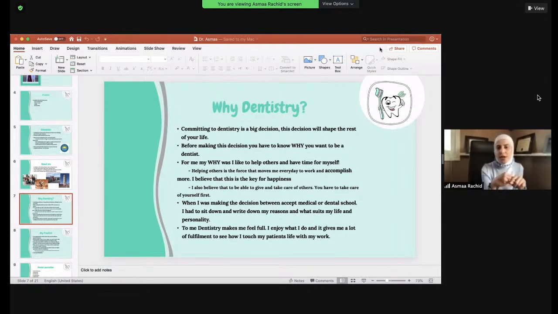To me, my why, the reason I wanted to be a dentist, beyond my love of science and all of that, is because I love to help others. And I know people say that, but I really, really enjoy helping others. And I enjoy the fact that I can touch people's lives in a way that makes them healthier, makes them happier, and so on. But I'm not going to lie, at the same time, I love to enjoy my own life. So I like to have that balance.